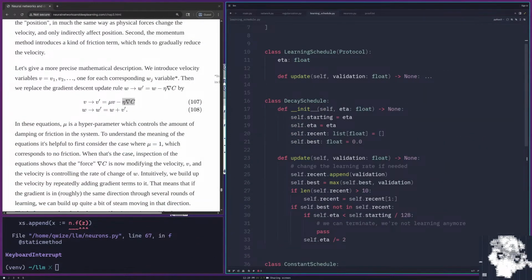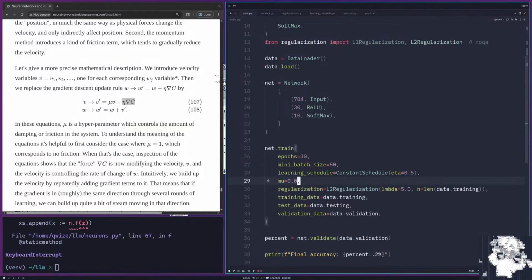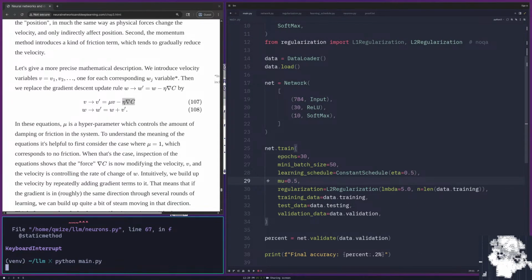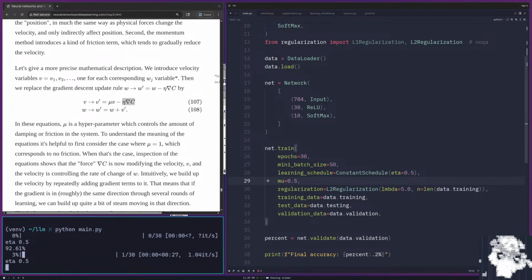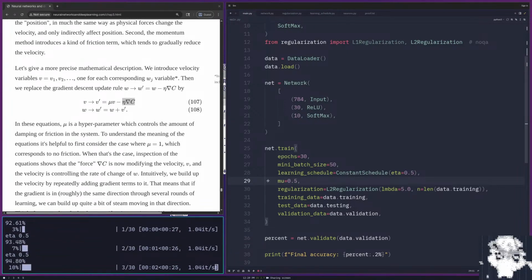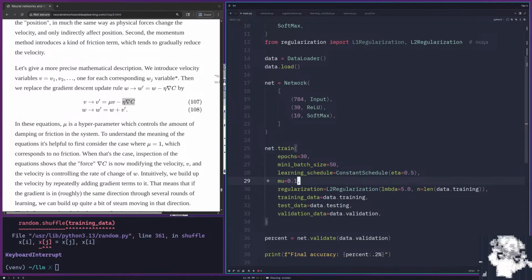And then what if I have actual friction? 0.5. It's working. It's not better. What if I have less friction? 0.1.